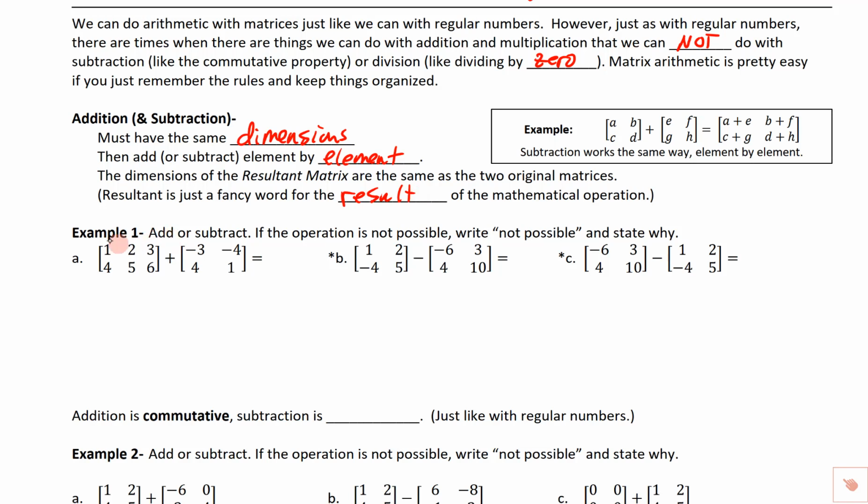So let's take a look at example 1. It says add or subtract. If the operation is not possible, write not possible and then say why it's not possible. On this one right here, the first thing we want to check is they've got to have the same dimensions. This has 2 rows and 3 columns, so that's a 2 by 3. And then this one right here has 2 rows and 2 columns. So we can stop right there. We're going to write not possible.